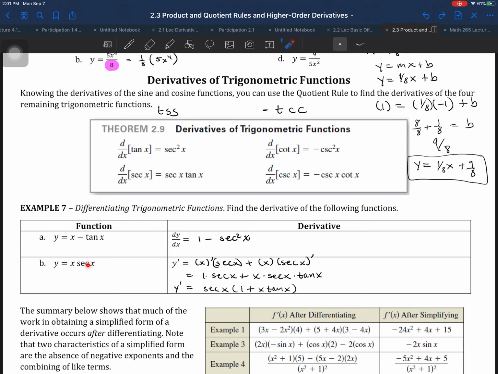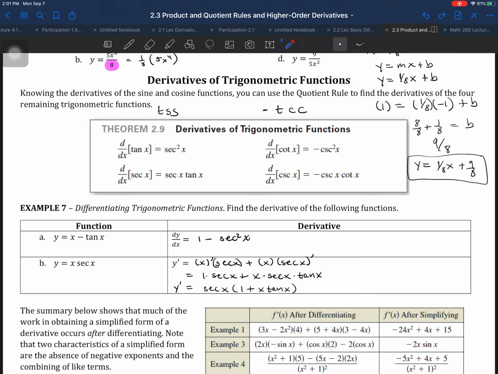In this case, you have a product of two functions: x multiplied by the function secant of x. So clearly here we have to use the product rule. I set it up: the derivative of the first one multiplied by the original second one, plus the original first one multiplied by the derivative of the second one. By applying the formula, now I can just focus on doing one piece at a time.